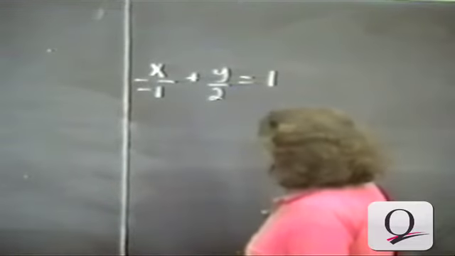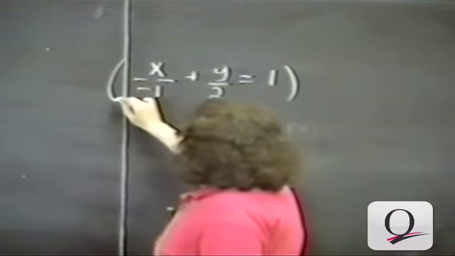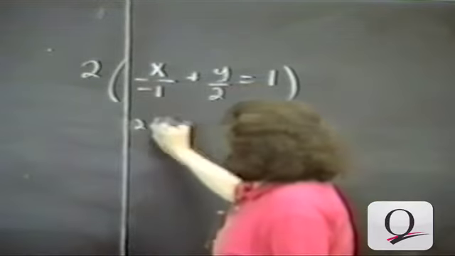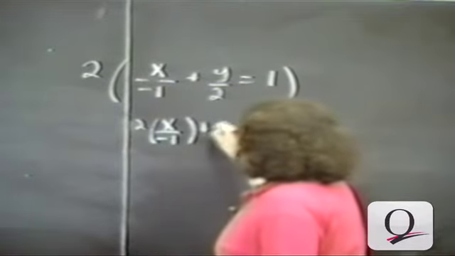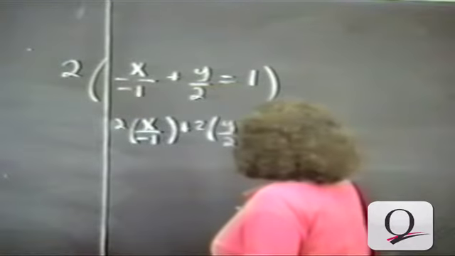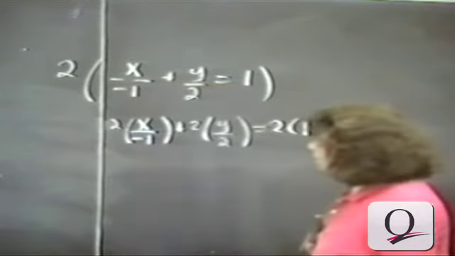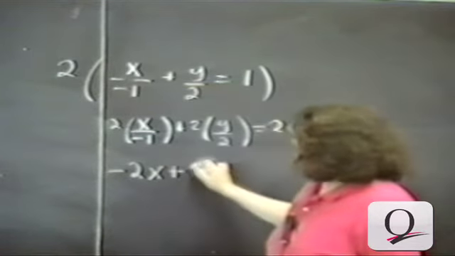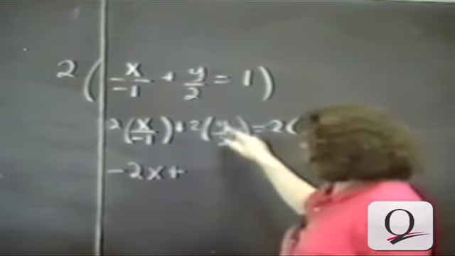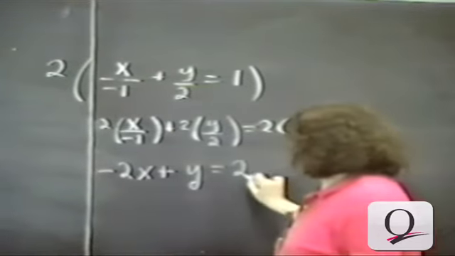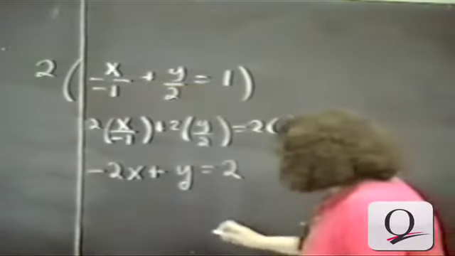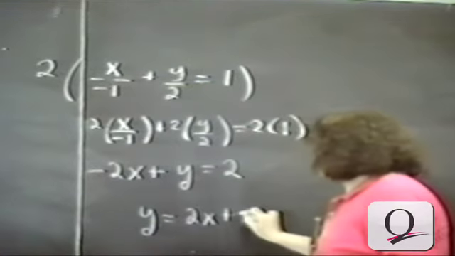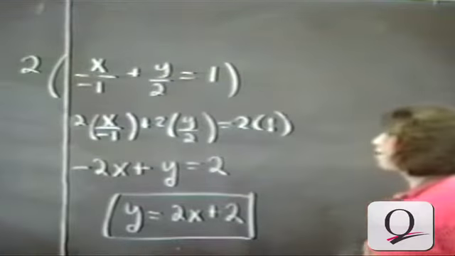And to clear the fractions, in case you're called upon to do that, we'll multiply both sides by 2. And we'll have 2 times x over minus 1 plus 2 times y over 2 equals 2 times 1. And 2 divided by minus 1 will give us minus 2x plus, here 2 divided by 2 is 1, so plus 1y equals 2. It might be written in this form, or it might be written in the form where you add 2x to both sides, y equals 2x plus 2.